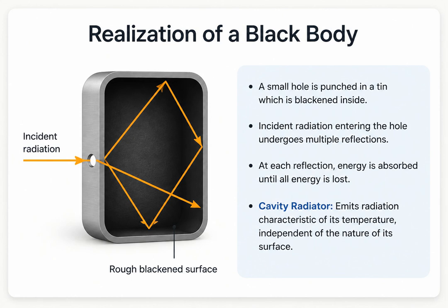Imagine a hollow tin, painted dull black on the inside, with a single tiny hole punched in it. Any radiation that enters this hole will strike the inside wall. Most is absorbed, and the tiny fraction reflected will hit another wall, being absorbed again. After multiple reflections, essentially 100% of the incident energy is trapped. When heated, the radiation escaping from this tiny hole acts as perfect blackbody radiation, depending only on the cavity's temperature.